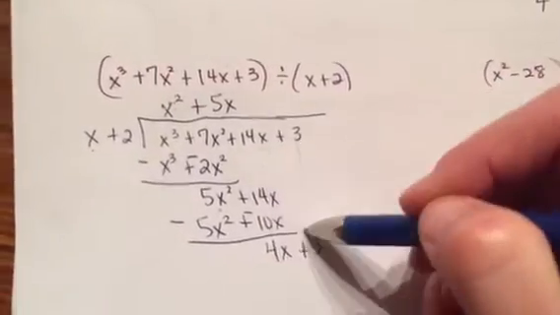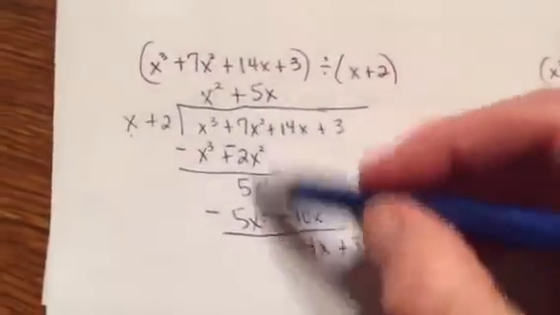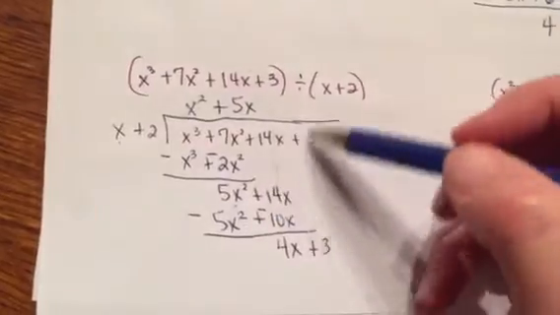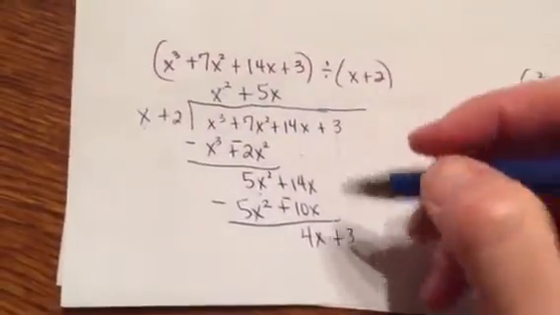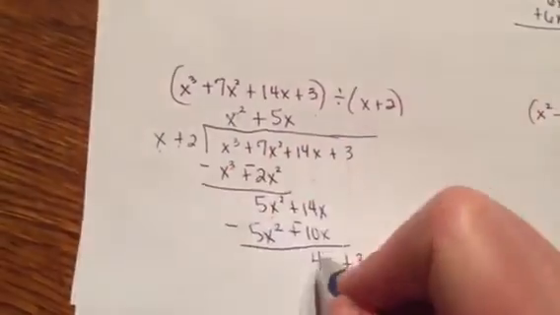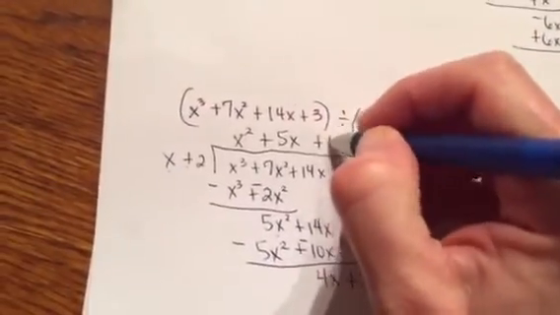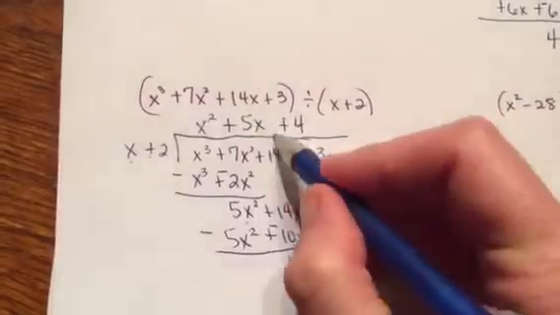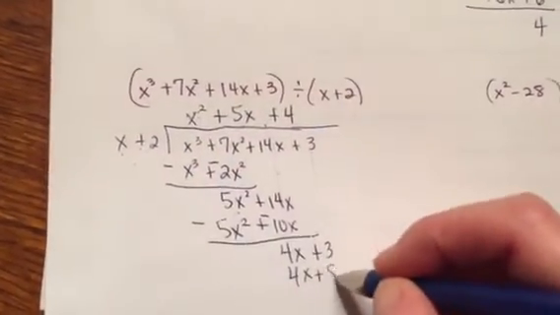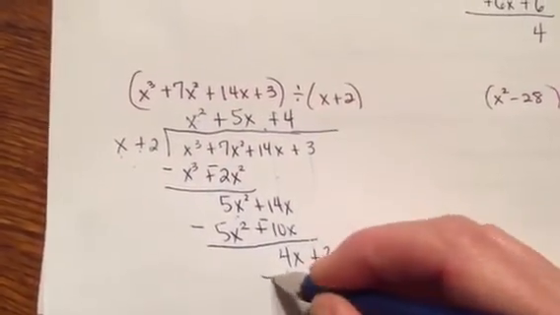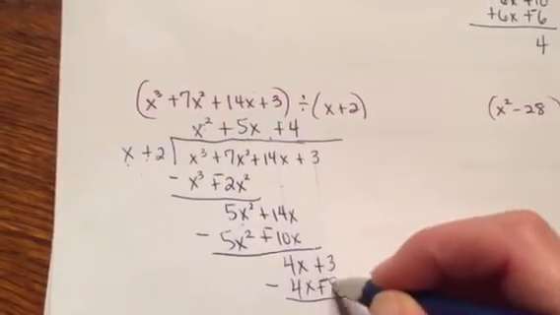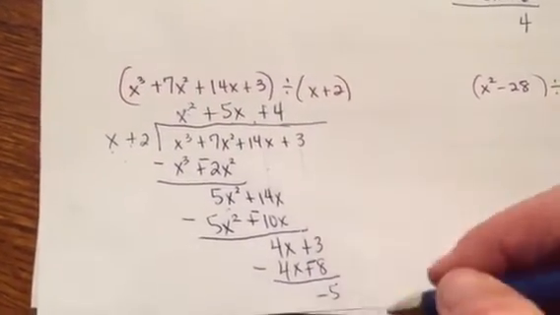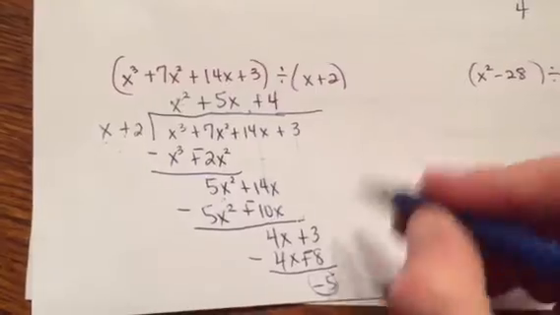And really what I think is pretty key, and I am looking through my phone, so this isn't the neatest thing, but notice I've been lining things up pretty neat. Neatness does count here. Okay, so what times x would give me 4x? 4. Everybody see that? 4 times x is 4x. 4 times 2 is 8. And then don't forget, you got to change the signs. 3 minus 8 is a negative 5. There's nothing else to bring down, so that's my remainder.